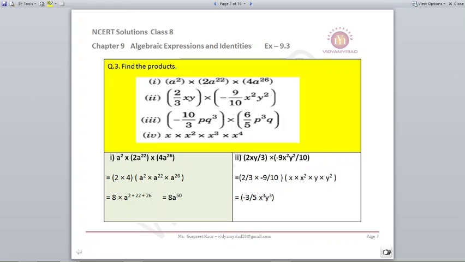Next case, 2xy upon 3 multiplied by minus 9 upon 10 x square y square. Now first multiply 2 upon 3 multiplied by minus 9 upon 10. They are divisible, 2 with 10 and 3 with 9. We will be left with minus 3 upon 5. Now let's talk about the variables. We have xy and we have x square y square. So there are 1 plus 2 for x and for y also 1 plus 2, that is cube. So the answer is minus 3 upon 5 x cube y cube.